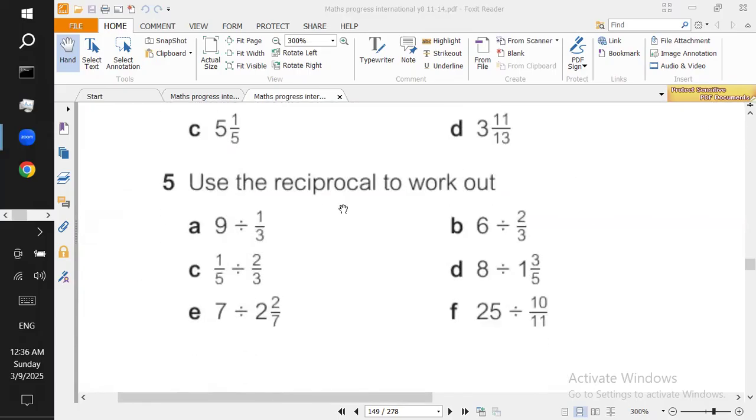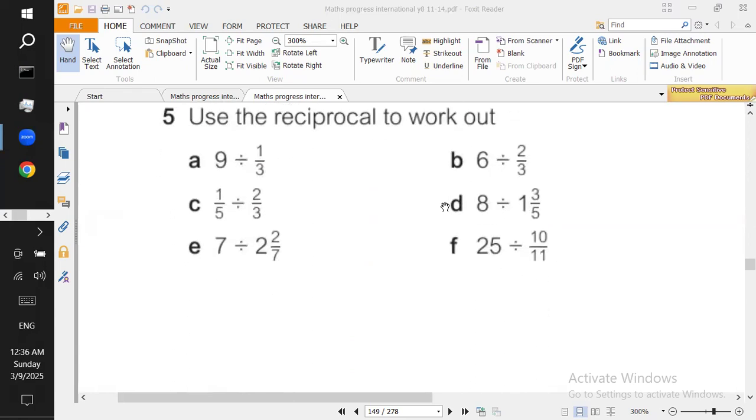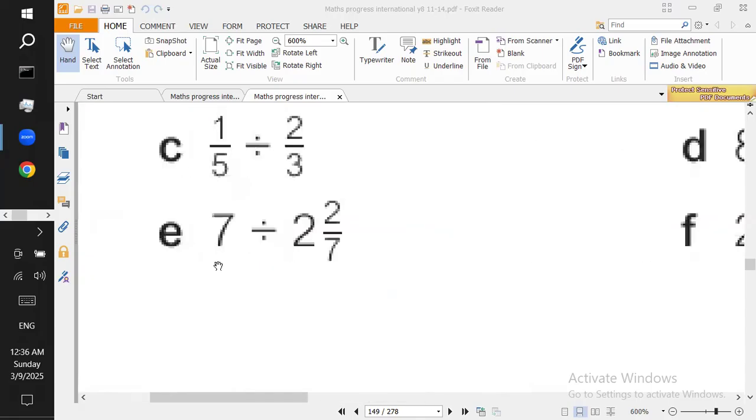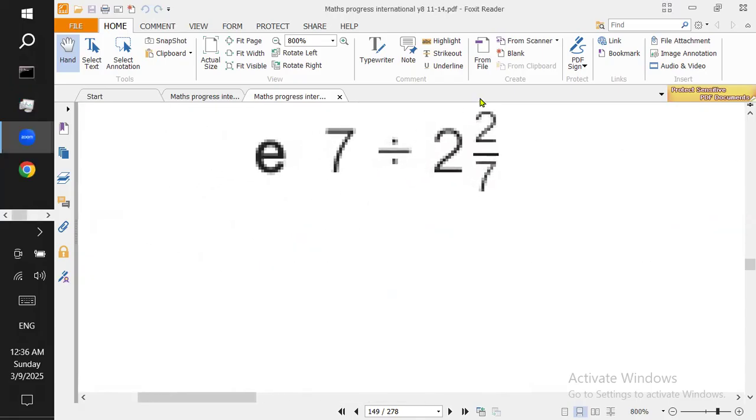Now, use the reciprocal to work out this. Why are we using reciprocals here? Reciprocals are very important in dividing fractions because we use a method called keep, change, flip. Let's take a look first. We're going to answer this, okay? This one covers the whole thing.